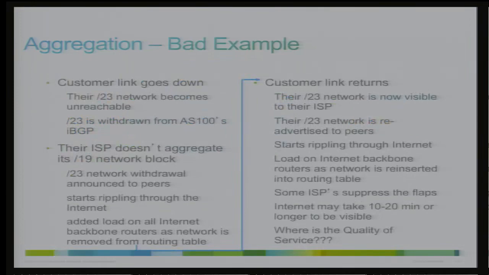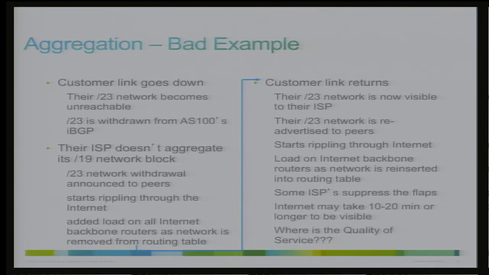So when the customer link goes down, the service provider has to withdraw that route from the rest of the internet. Even though it is in its own address block, it's withdrawing it because it has already advertised it. So it's withdrawing that specific route from the rest of the internet, causing ripple effects throughout the internet, and everybody else also withdrawing that route, and some of them also applying route dampening to it. So later on the link comes back.